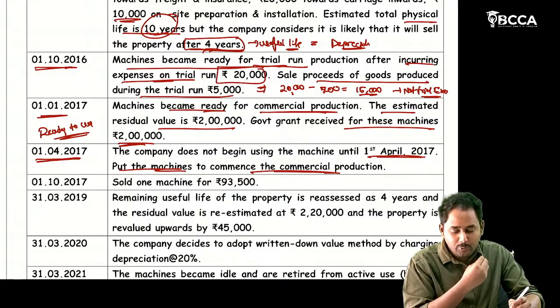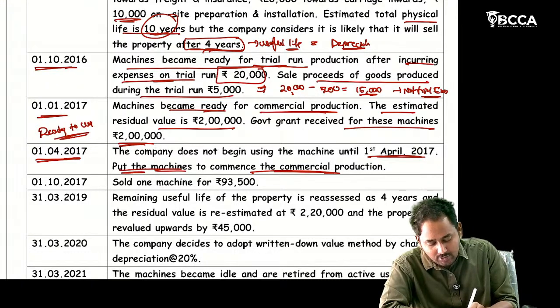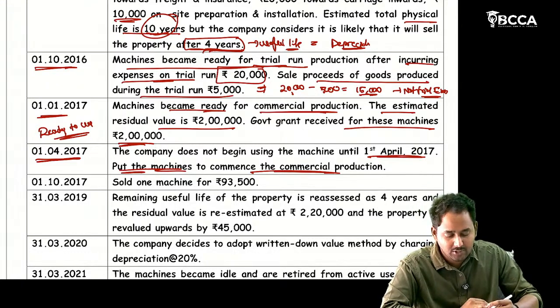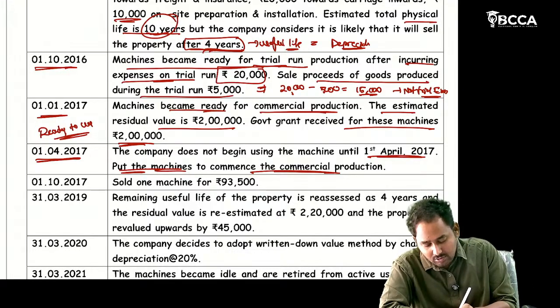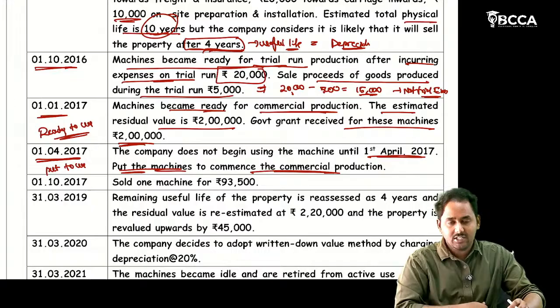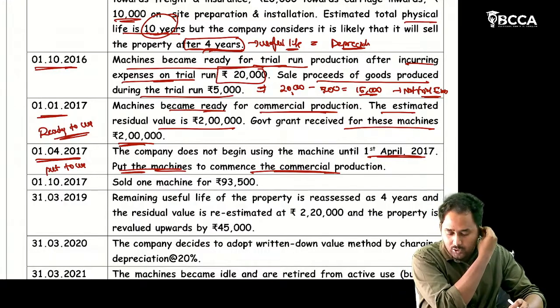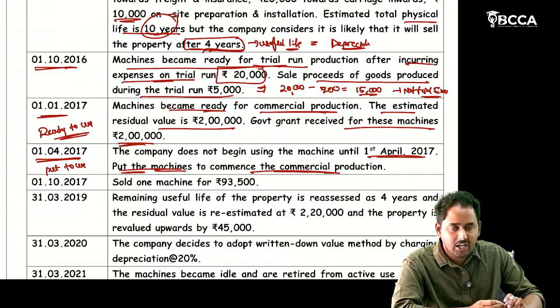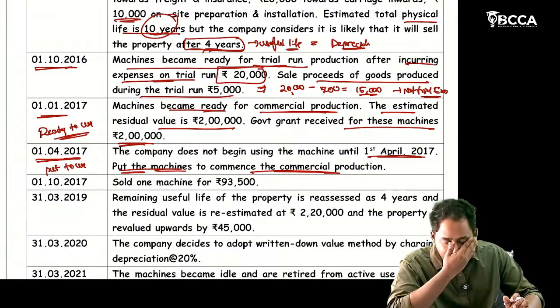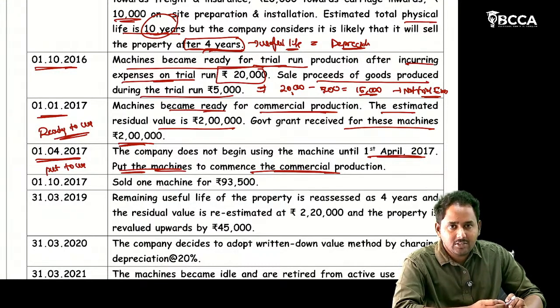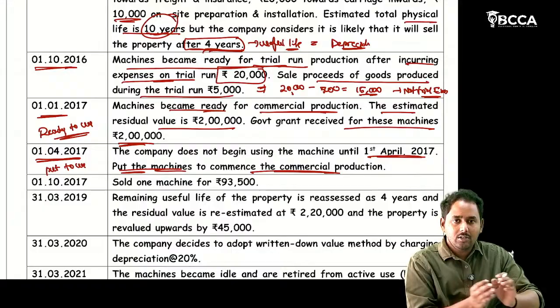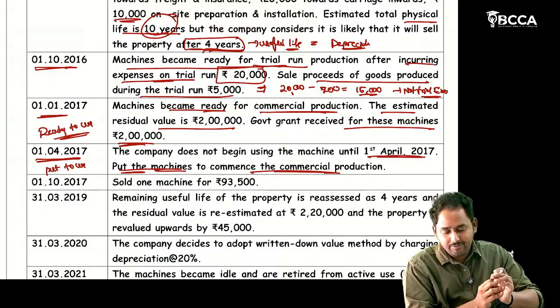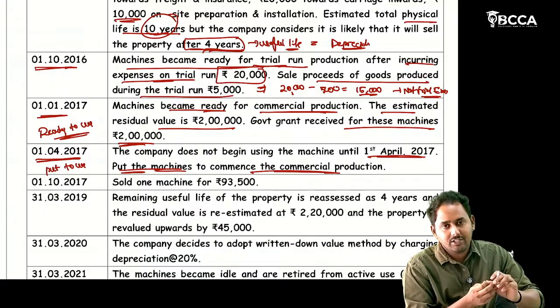So what is the put to use date? Because on this date onwards he is putting the machines into commercial production. So this is the put to use date. But 1/1/17 is the ready to use date. Now, from which date should I stop the capitalization of the expenses which are incurred directly with the machine? So what is the stopping date for the capitalization of the expenses?